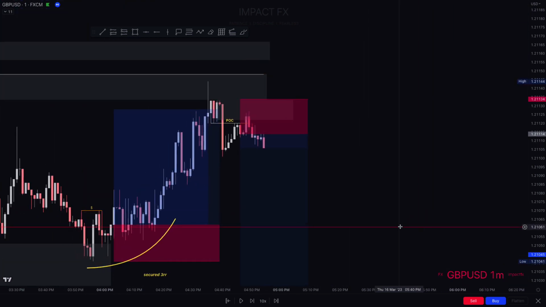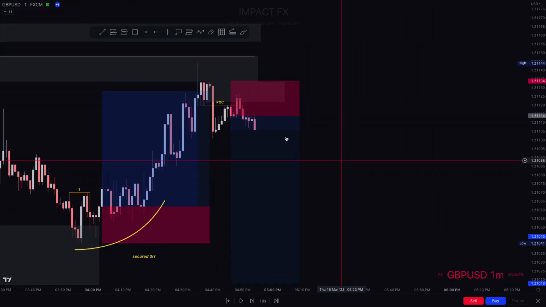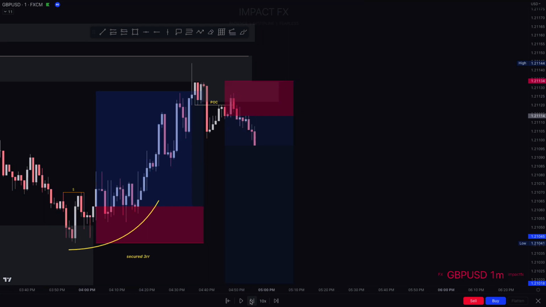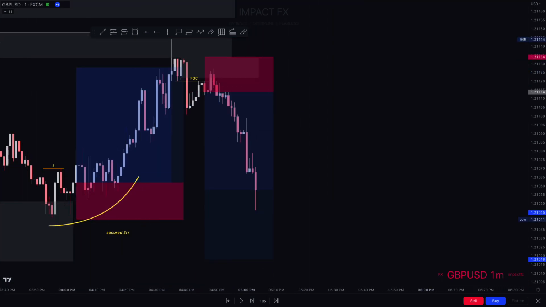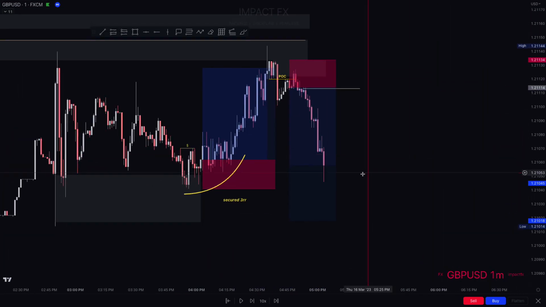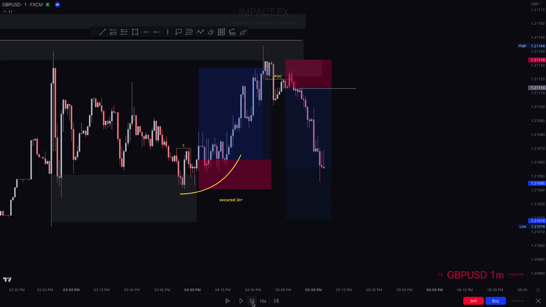Okay, so price held this overall flip, which is nice. And now it's made a new flip. I can't go break even yet. Okay, okay. And now I can definitely go break even. And let's see if this liquidity gets run.